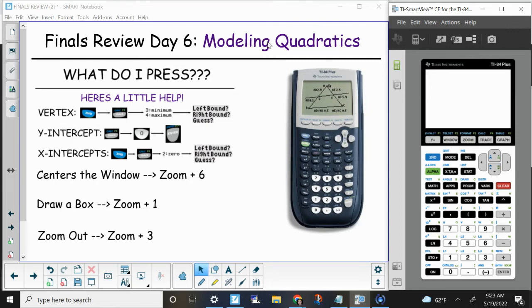All right, we are looking at finals review day 6, modeling quadratics.